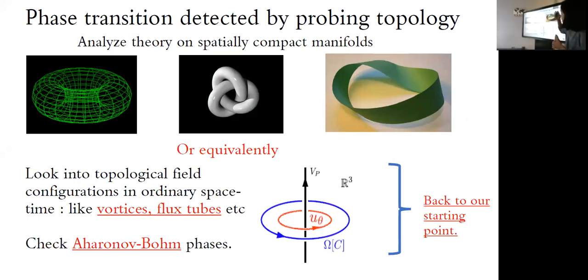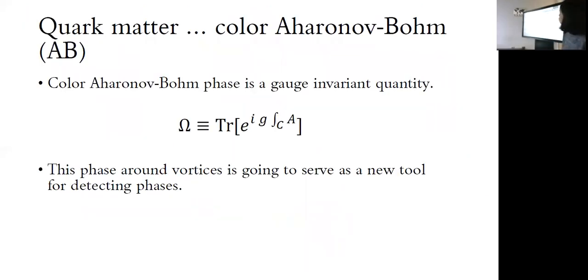One set of phase transitions that you could try to probe is topological phase transitions. One thing you could do is put your theory on a compact space-time manifold and analyze it. I'm not going to do that in this talk. Equivalently, you can look at probes like vortices and flux tubes and compute Aharonov-Bohm phases. So we are back to our original starting point. This is what I'm going to do for quark matter.